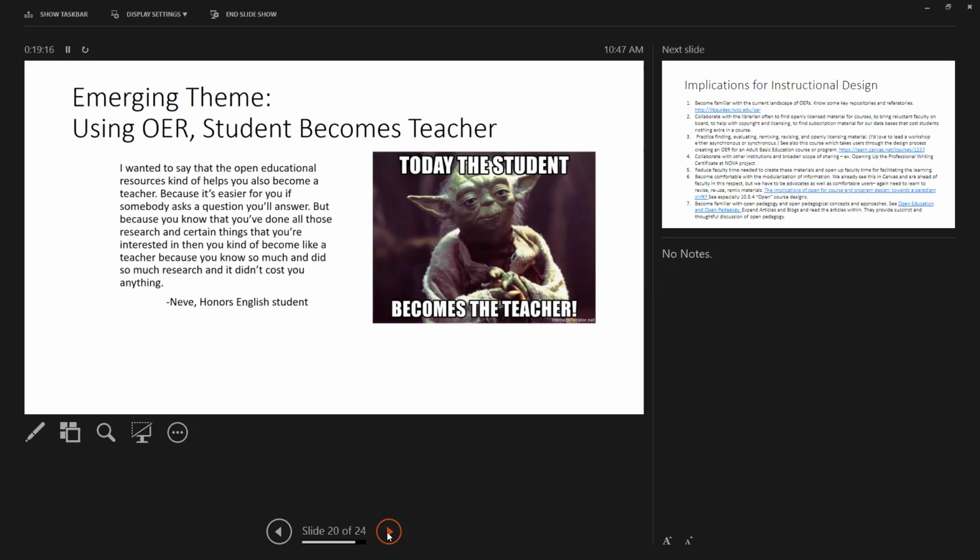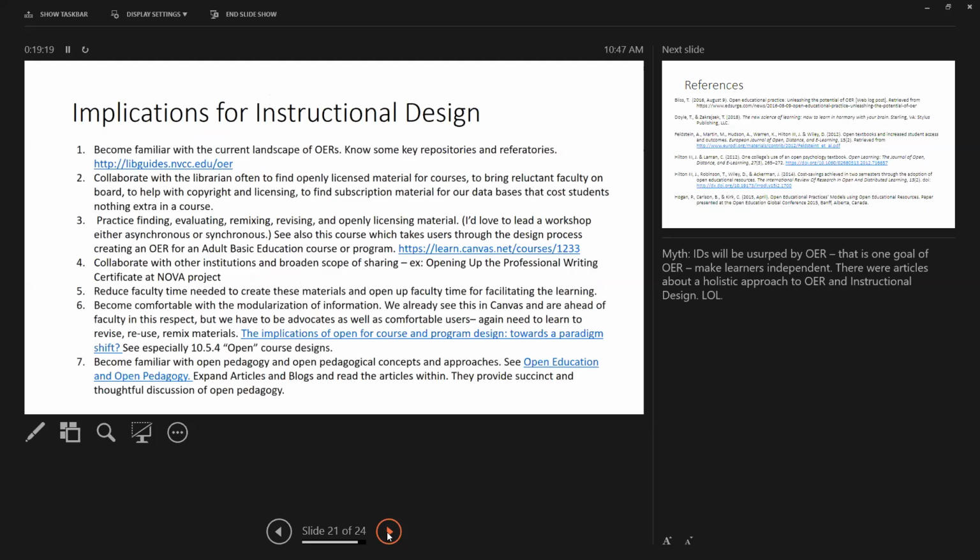And ironically enough, there was some mythology around that where IDs will be usurped by OER, right? Since OER will make the learners totally independent, they won't need anyone anymore. But I think that's a myth. And there are also articles about a holistic approach to OER and instructional design.